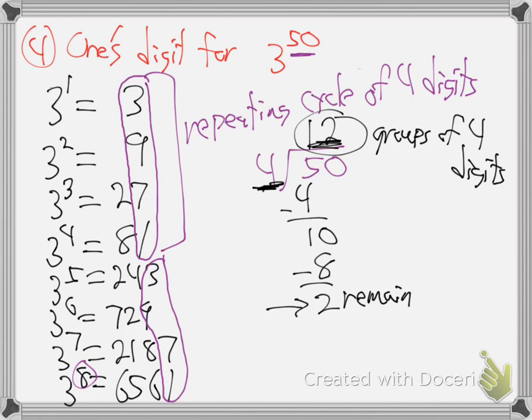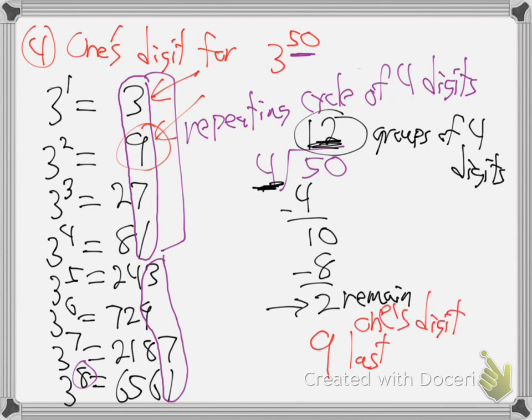And so in the last group, the first person to go in will be 3, and the next person will be 9. So 9 is the ones digit. It's the ones digit for 3 to the 50th, isn't it? 9 is the answer. Do you see that? The power of a pattern. Technology couldn't help us. The calculator couldn't do it.